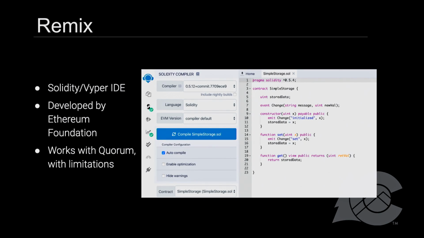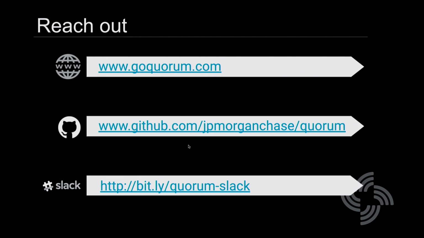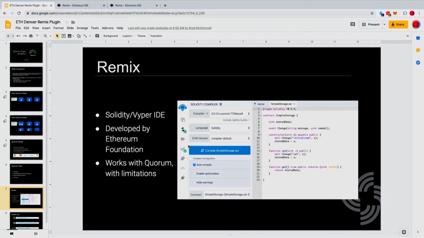Most of you know Remix, I'm sure. It's an in-browser development environment for smart contracts developed by the Ethereum Foundation, and just like the other tools, it works with Quorum. But there's some limitations when you want to run these private transactions. So let's go look at Remix and get an idea of how this works.